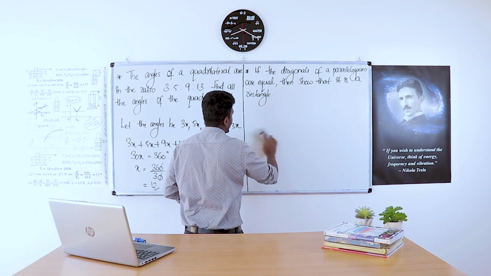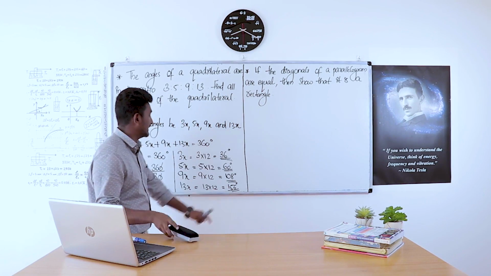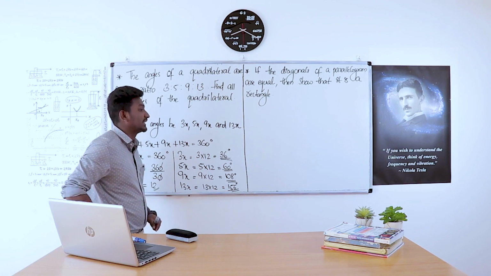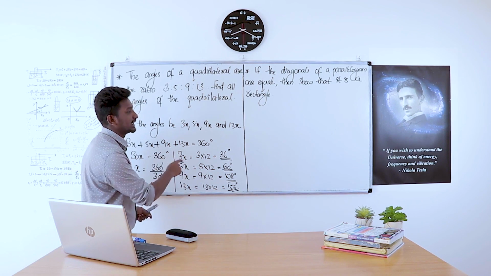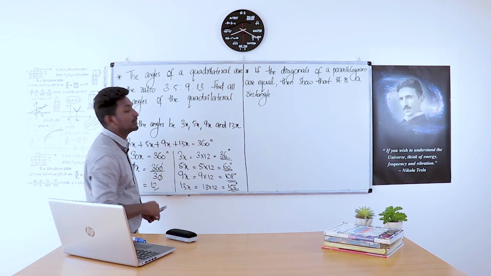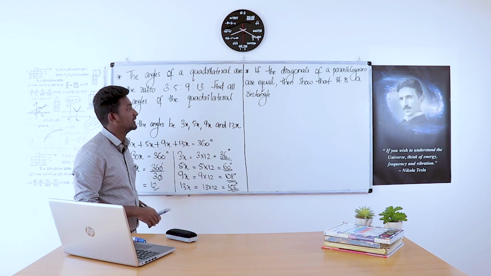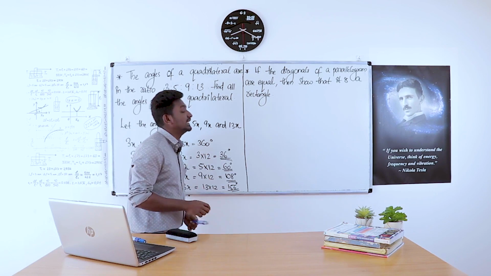That means the 4 angles are 36 degrees, 60 degrees, 108 degrees and 156 degrees. These are the four angles in the quadrilateral where the ratio is 3:5:9:13. Okay. Now look at the next problem.